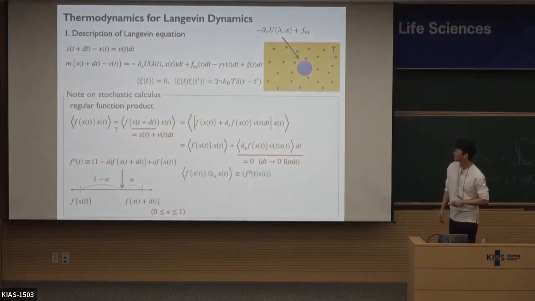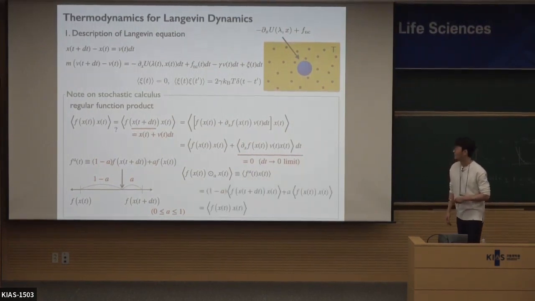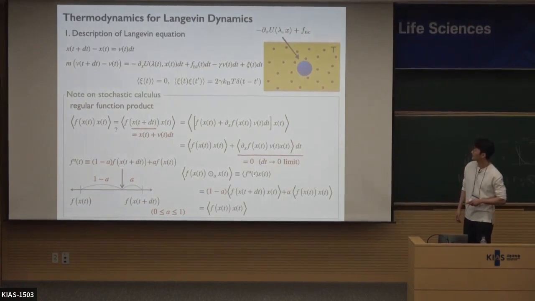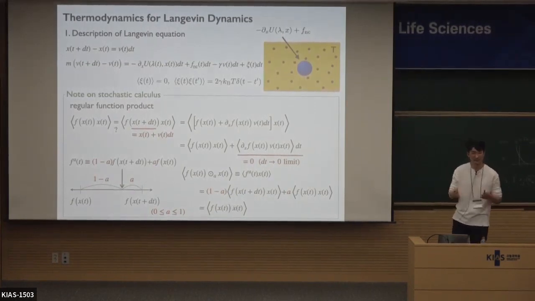Now let's define this special product. This special product is defined as f_a times x_t. By using this definition, we can write this as 1 minus a fraction with the next position, and a fraction a with the current position. But in the above line, we showed that this one and this one are the same. So it is nothing but the original one. So in this regular product, wherever we pick the position, this product is the same as the original product. This is a well-known result.